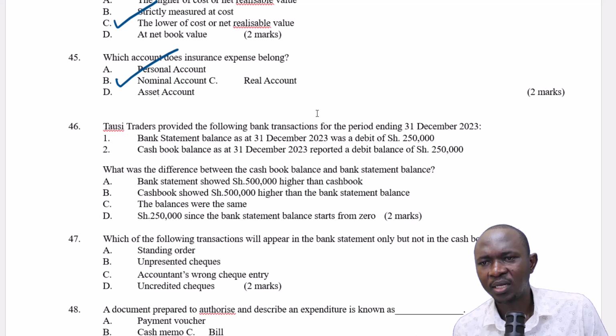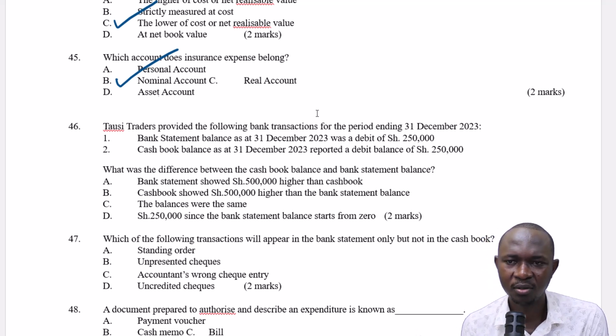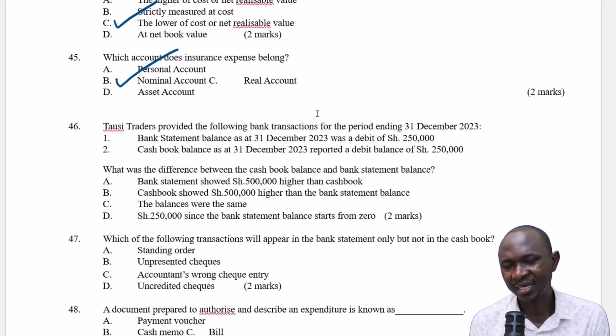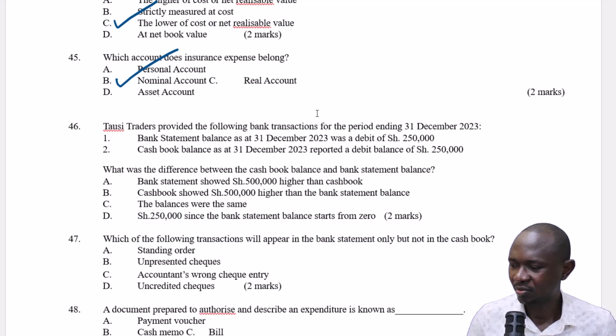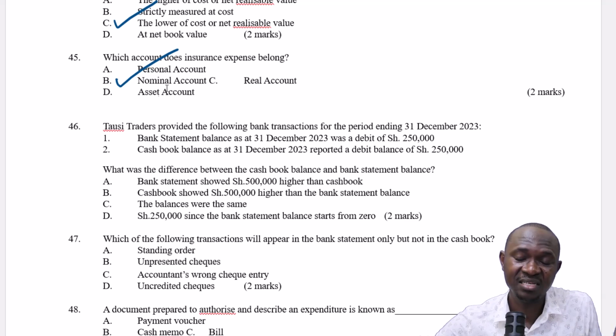Which account does insurance expense belong to? It's a nominal account. Personal account involves names of people, or involves people like debtors and creditors. Real account is items that can be touched. Nominal accounts are intangible in nature.